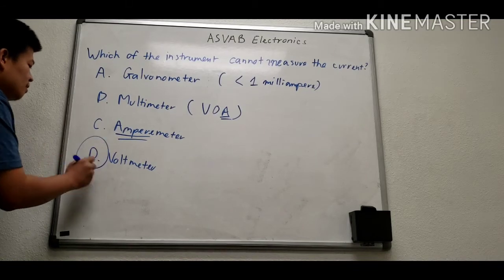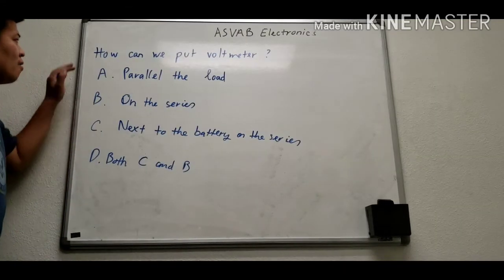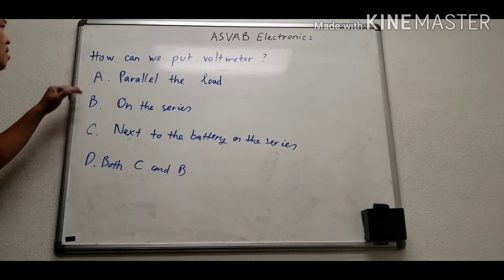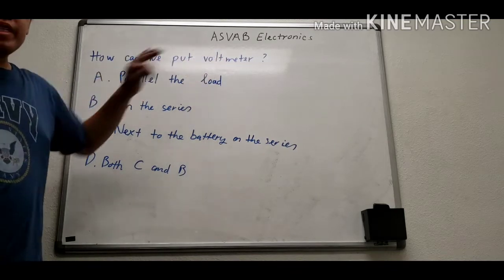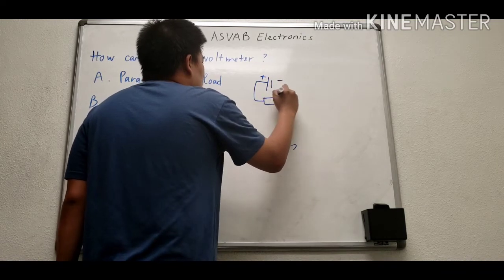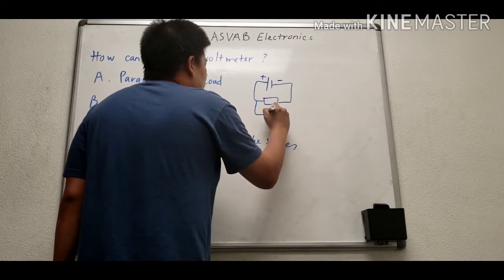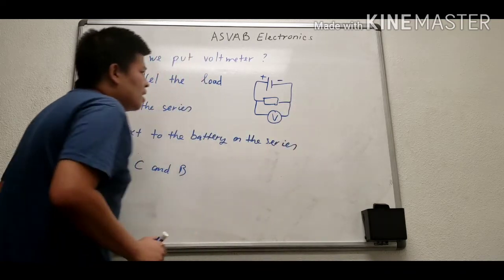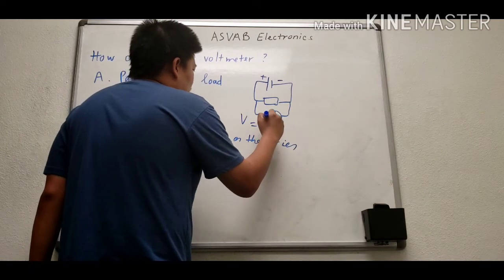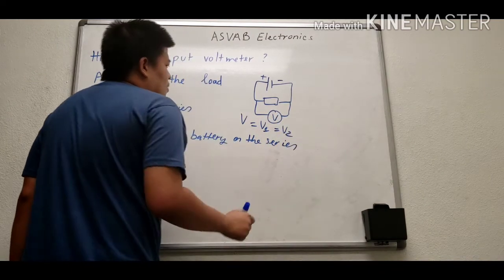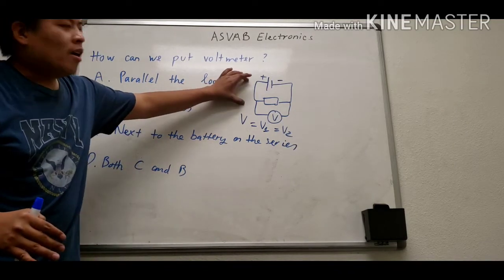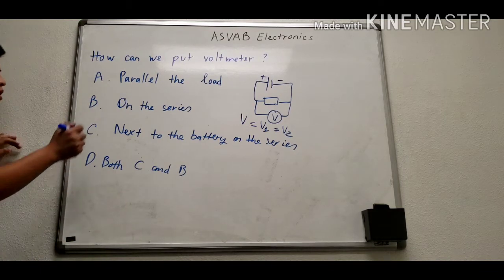Another question: how can we put the voltmeter? We have A, B, C, D. We need to put it in parallel, because in parallel V equals V1 equals V2, so that we can calculate the voltage of the whole diagram. So the answer for this question is A.